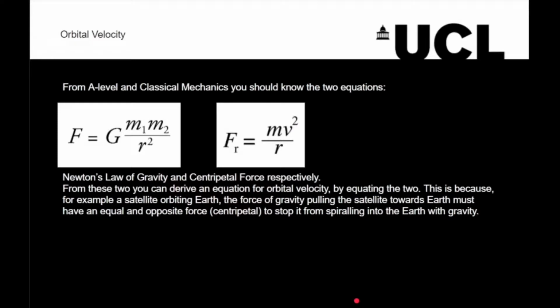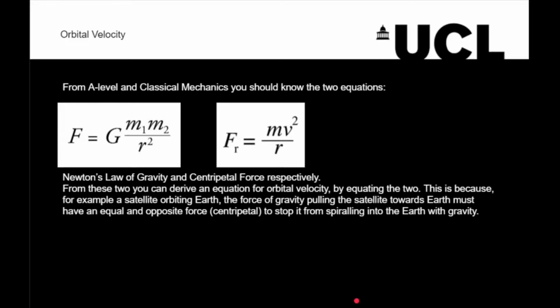Orbital velocity. From previous studies at A-level and classical mechanics, you should know the following two equations: F equals G m1 m2 over r squared, and F equals m v squared over r, which are Newton's law of gravity and centripetal force respectively. From these two, you can derive an equation for orbital velocity by equating them both.